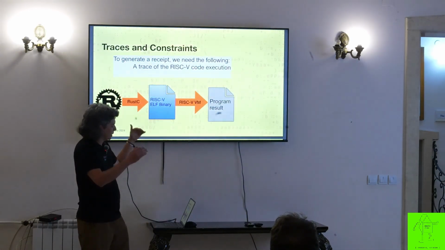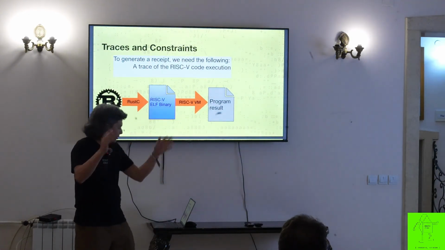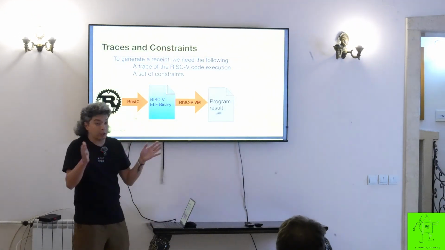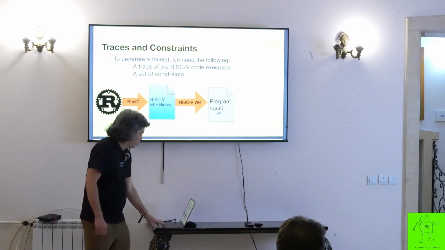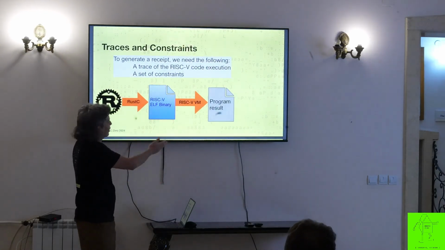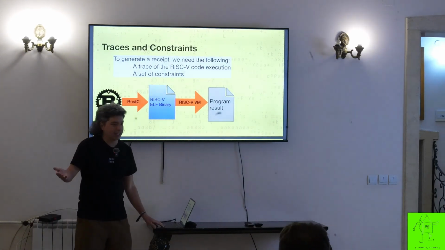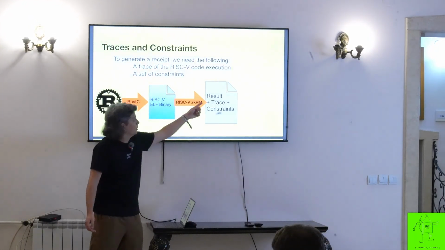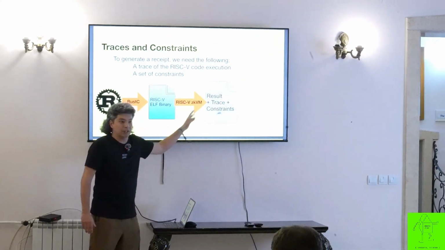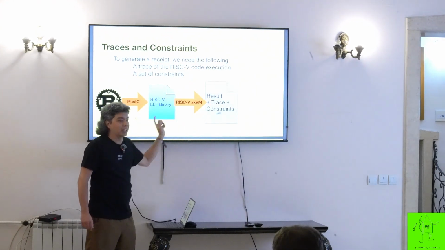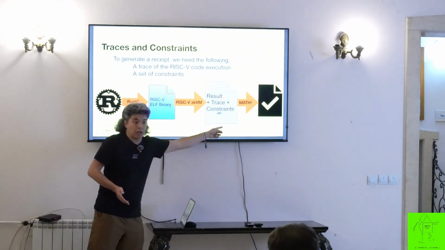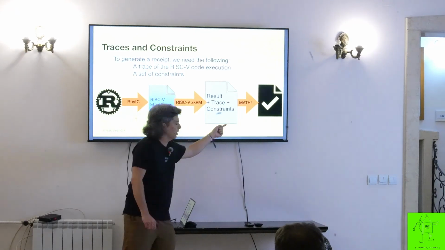We need what's called a trace execution, or the execution trace of the RISC-V code, as well as a set of constraints. Okay, and so in a typical virtual machine or emulator environment, we get the program result, but in ZKVMs, you get the result plus the trace and the constraints. What this is typically called in the vernacular is witness generation. And then from this point on, we use mathematical operations to generate the receipt. This is called the proof generation.